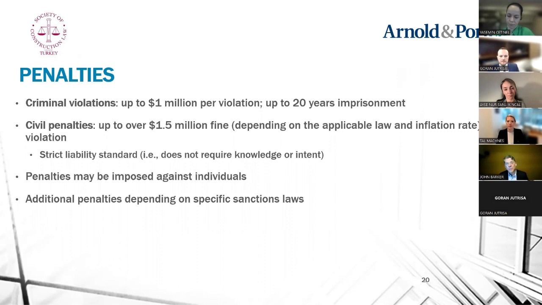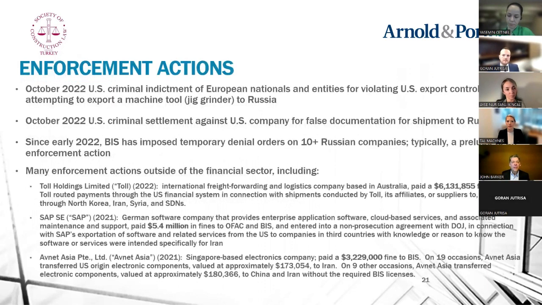We'll go to the next slide. So an example of that is, just a few months ago in October of last year, there was a criminal indictment against European nationals and European entities for violating U.S. export controls by trying to ship a machine tool to Russia. And this is a good example where U.S. jurisdiction applied to the non-U.S. persons for activity that was outside the United States, but involved U.S. goods, software, or technology, and the U.S. asserted jurisdiction in that case.